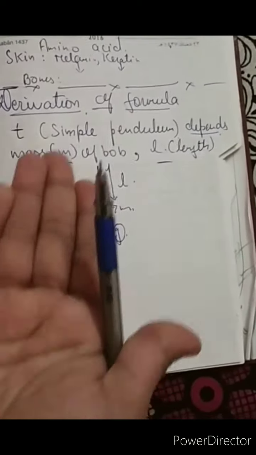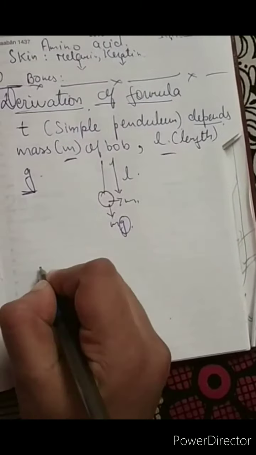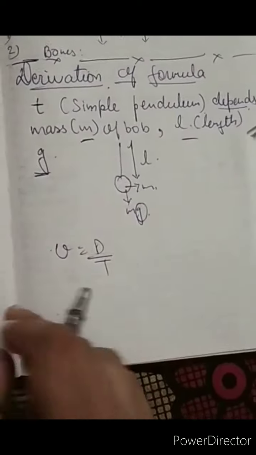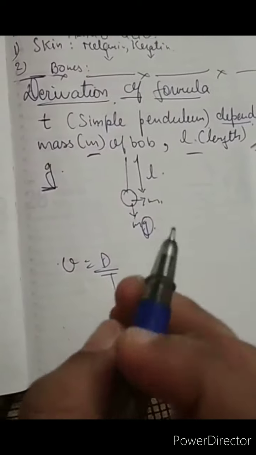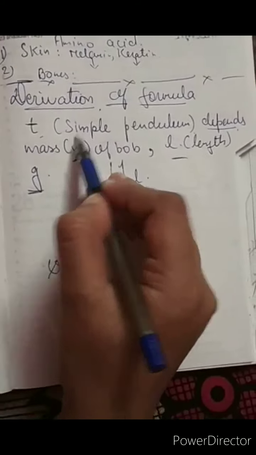Now they are asking how time can be related to these. It means they are asking about a formula. They want to know how time depends on these. For example, if I ask how velocity depends on displacement, you will say velocity equals displacement upon time. That is what we call a formula, right? In the same way, they ask how time depends on these.